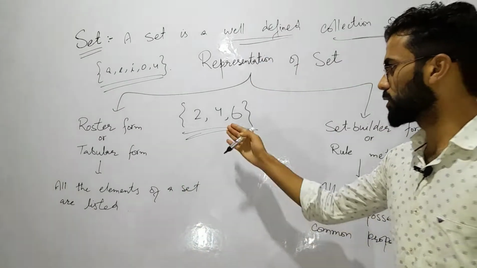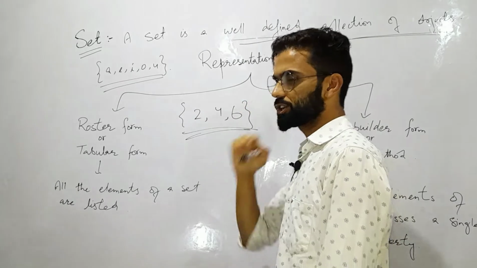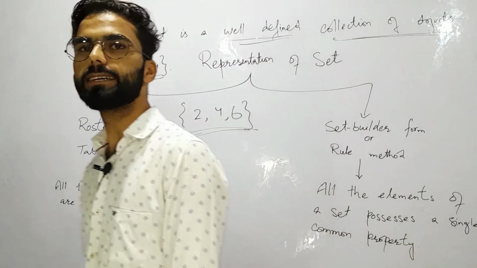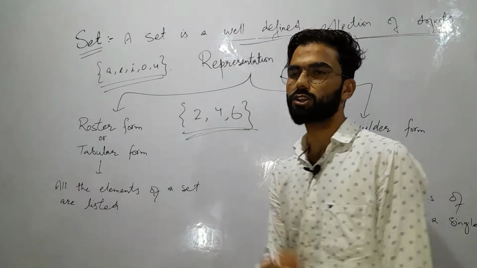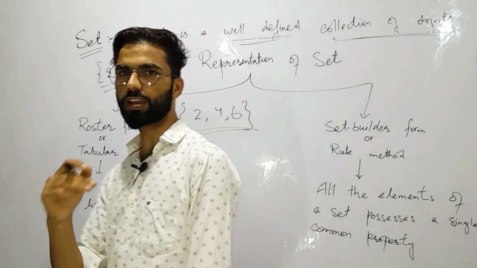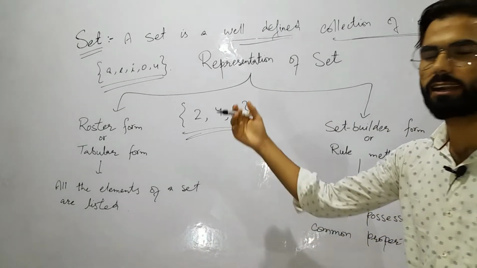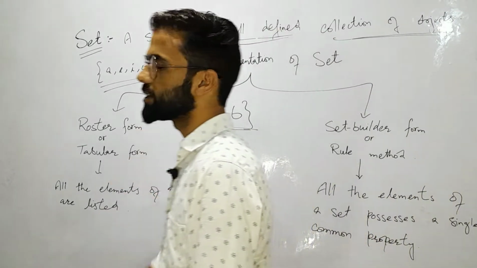So this is a collection which is well defined, so we call this collection a set. Every collection which is well defined, which follows a certain definition, comes under sets and is called a set. Okay, so this was a little bit about the sets.